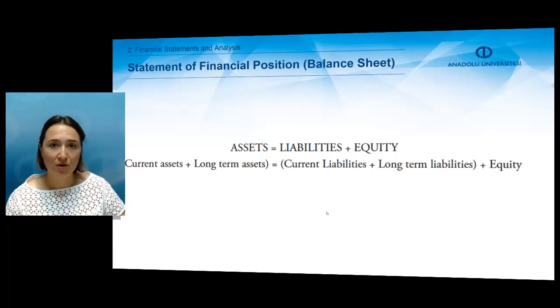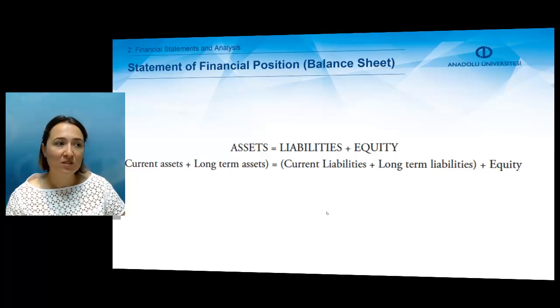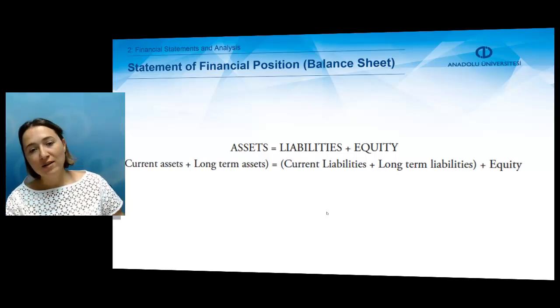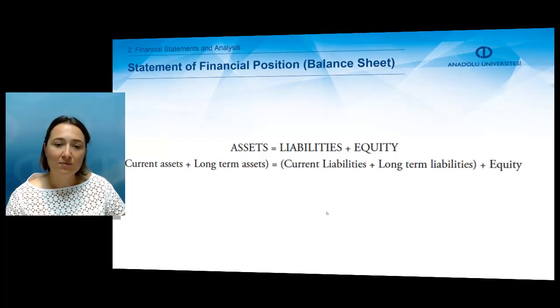If we talk about the current liabilities, it means we talk about liabilities which are settled within the next year or next operating cycle. This is short term. If we talk about long-term liabilities, then we talk about settlements which are longer than 1 year or one operating cycle. Together, if we sum up the current liabilities with long-term liabilities, we reach total liabilities.